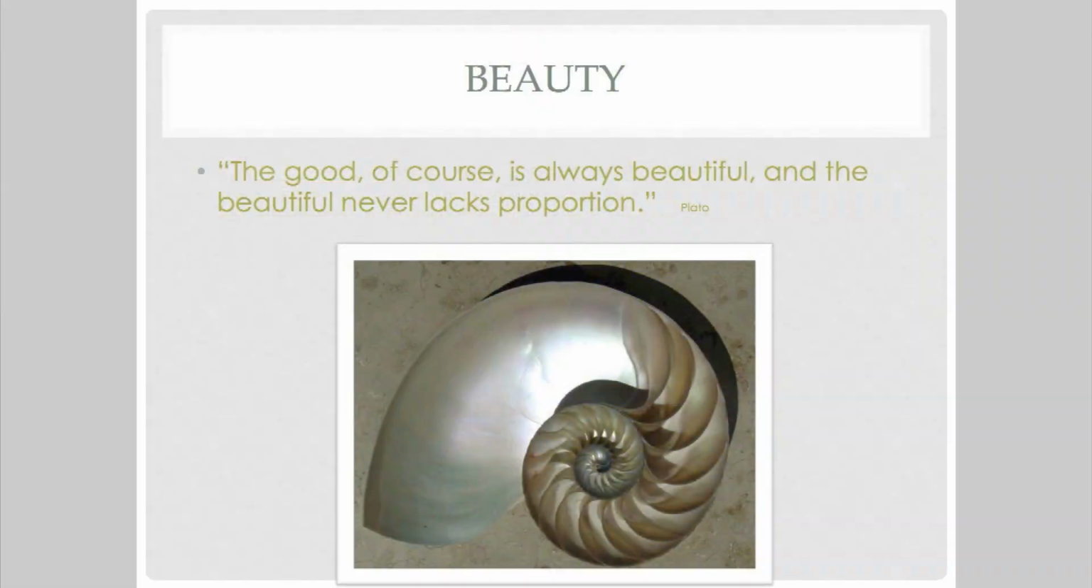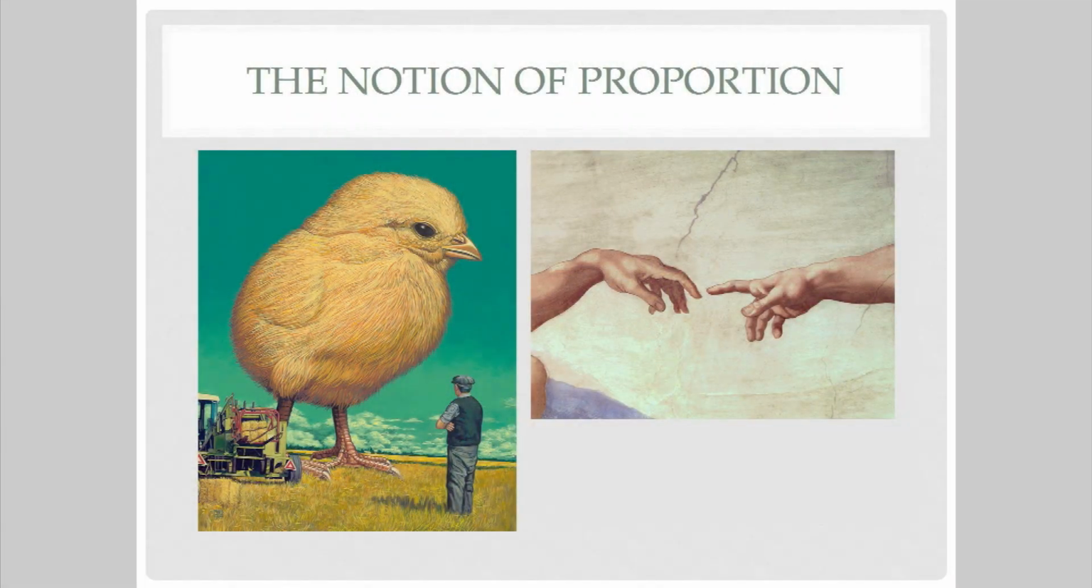They can be found in the beauty of flowers, trees, sculptures, music, the human body, and more. Plato says, "The good, of course, is always beautiful, and the beautiful never lacks proportion." So how does proportion relate to Fibonacci and the golden mean? In appreciating the beauty of nature, of art, and of architecture, we can discern a common principle, the universal experience of pleasant proportions. We can easily identify good and poor proportion.